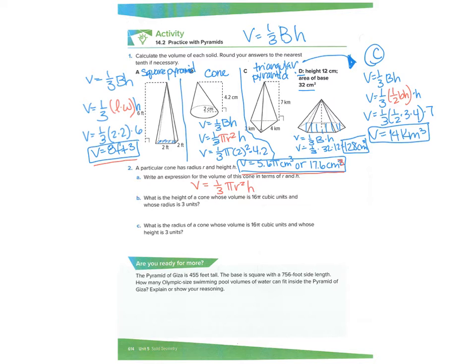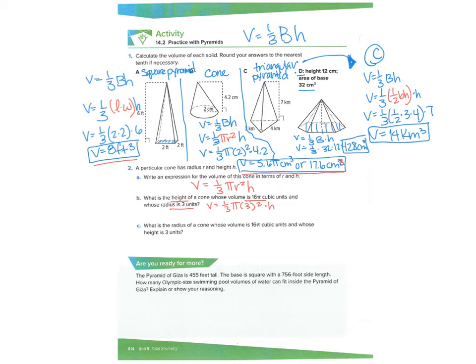Now this question is different than the top 4. I am not looking for my volume. It says, what is the height? Oh, I'm going to be solving for h. The volume is 16 pi cubic units, and the radius is 3. So let's put that information into my formula. So 1/3 pi times 3 squared times the height.